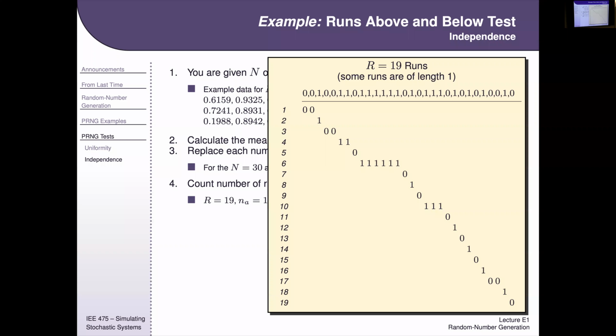Two in a row counts as a run? One in a row counts as a run, but a run is terminated when it switches. So it's almost like how many times does it switch? But maybe it's one off that, I guess. How many times it switches? Yeah.